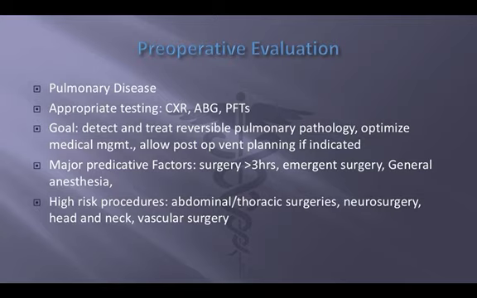You want to optimize their medical management and then allow for post-op vent planning if you think they're going to stay on the vent. Some of the major predictive factors are going to be a surgery greater than 3 hours, any emergency surgery, or general anesthesia. High-risk procedures are anything involving the thoracic cage and lungs, abdominal surgeries, neurosurgeries, head and neck, and vascular. So, that's pretty much all surgeries. They should probably throw ortho in there as well.